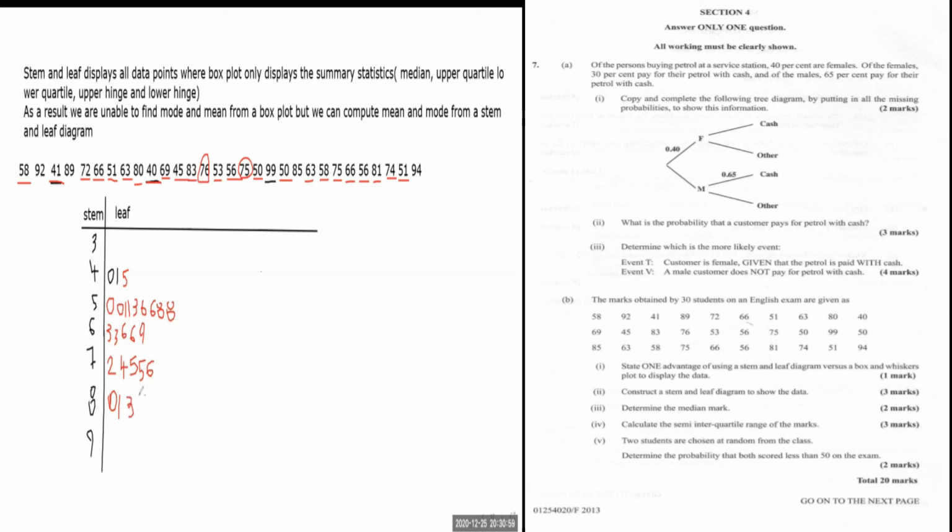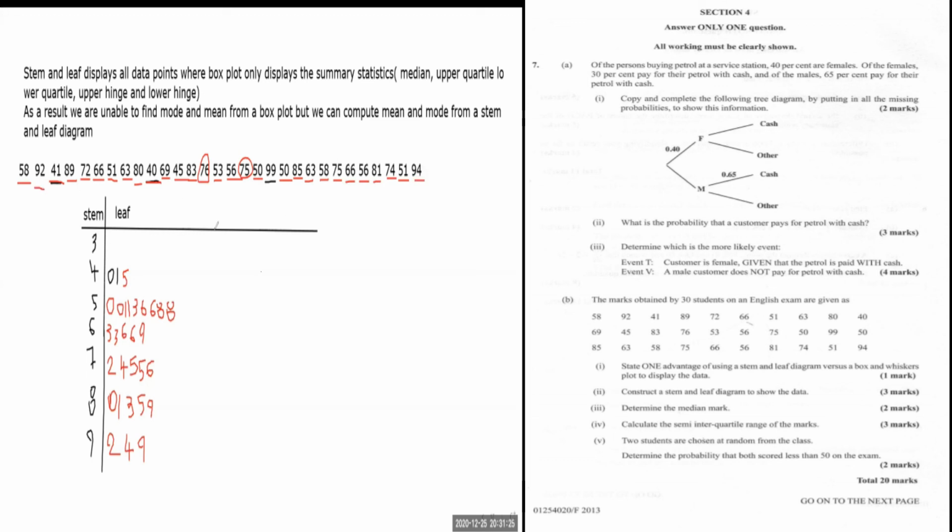Then we have an 85. Then we have an 89. Then we're going into the 90s now. In the 90s, we have 92. We have 94. And of course, we have this magical English student that got 99. I don't know how.